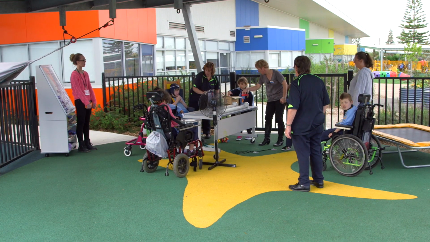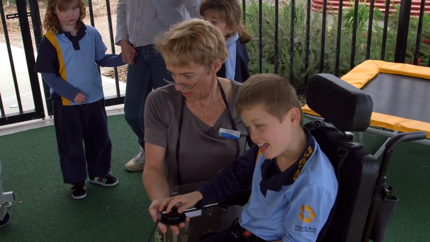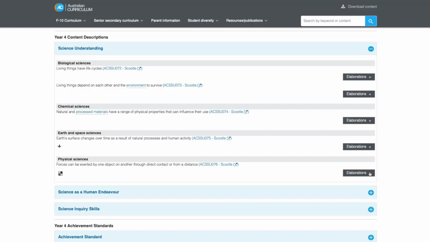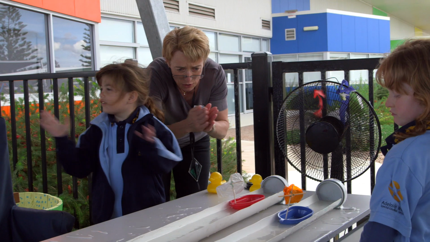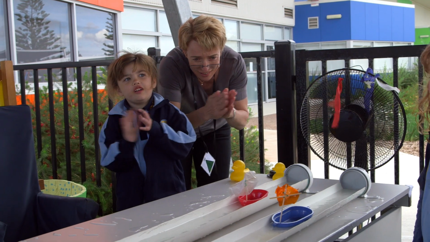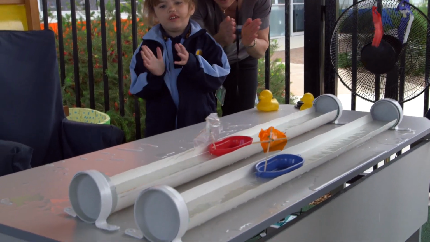A Year 4 science class has students with a range of communication needs. The teacher starts with content from Year 4 science, physical sciences, forces, and includes science activities that encourage each student to work towards achieving the communication goals set in their plans.